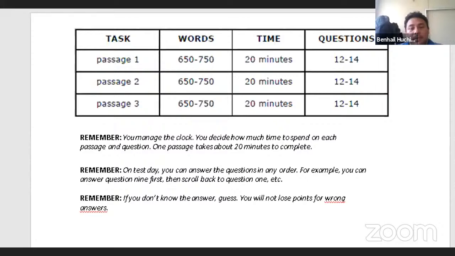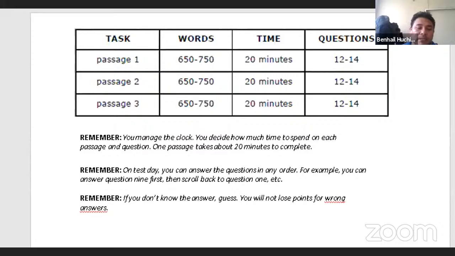On the test day, you can answer the questions in any order. For example, you can answer question 9 first, then scroll back to question 1, etc. Because it is multiple choice, you have to answer even if you don't know the answer. So don't leave spaces without an answer. It's better to trust your inner self. Maybe it has the answer.